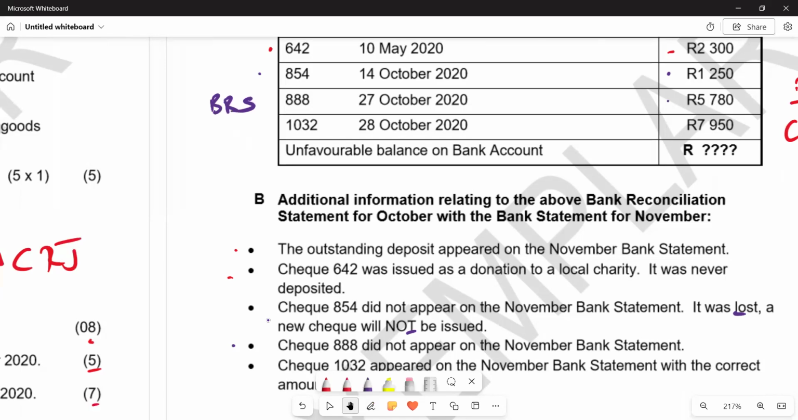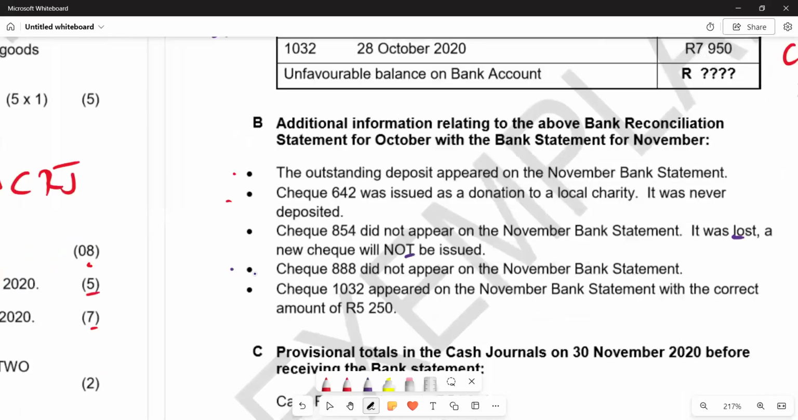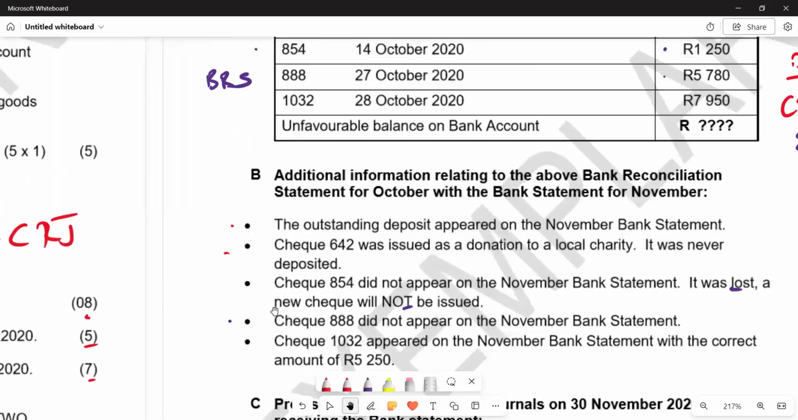So I'll go to the next point there. Then check 1032 appeared on the November bank statement with the correct amount of 5,250. So 1032, we are having it here. So it's being said it's appearing, but it's appearing with the correct amount of 5,250. So what does it mean?